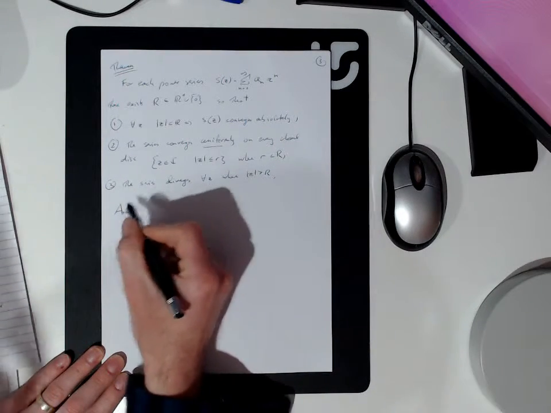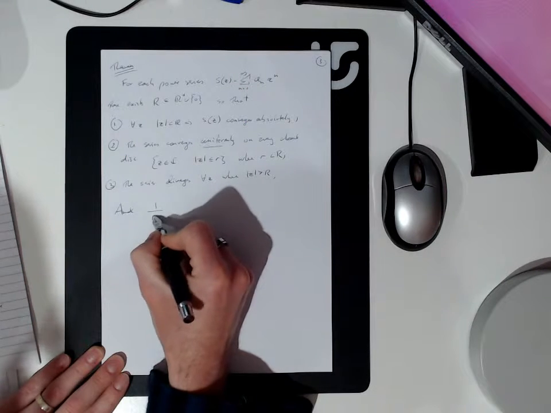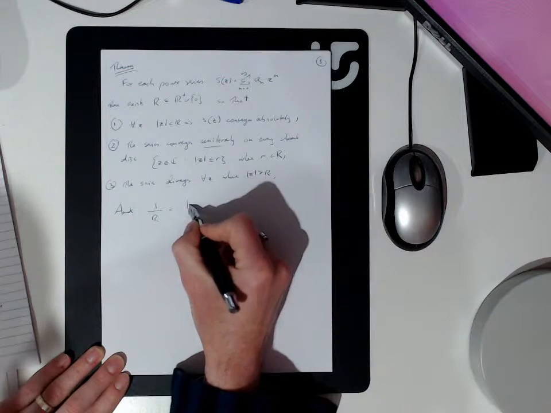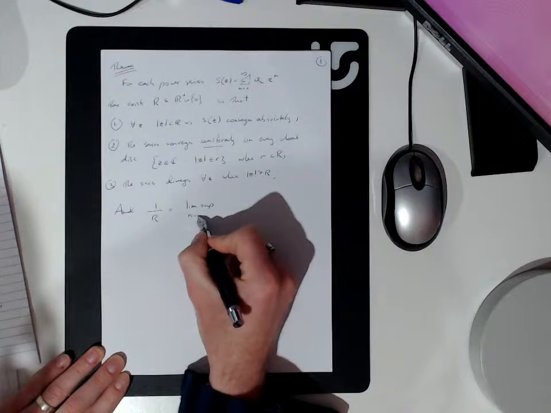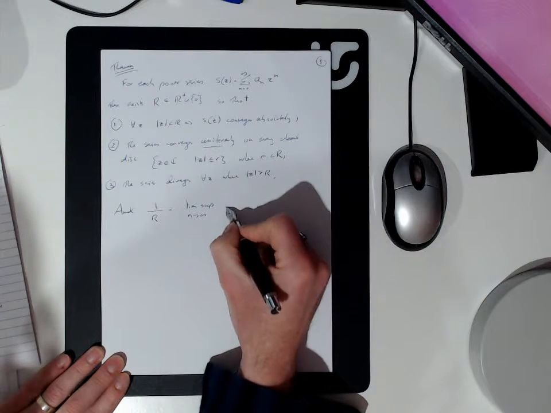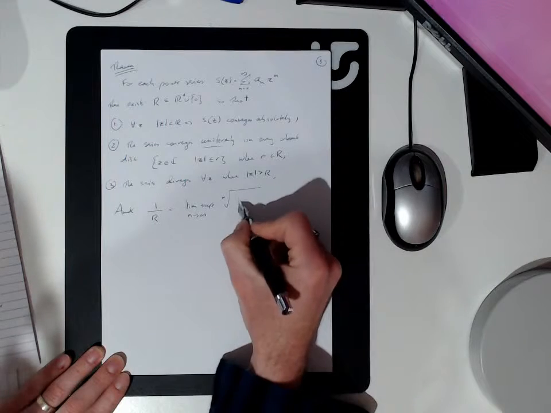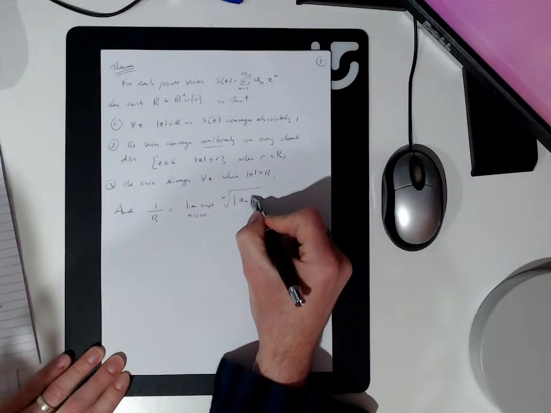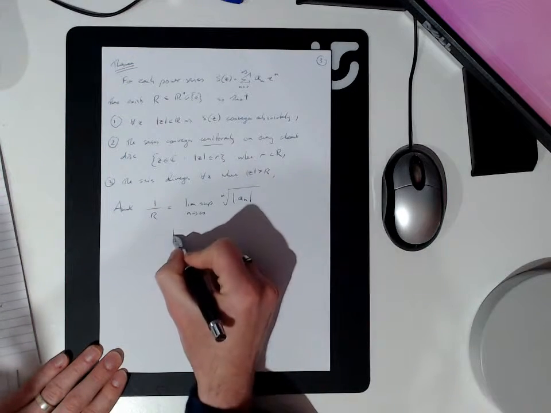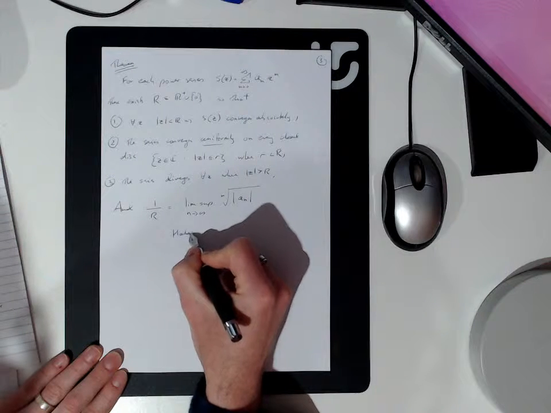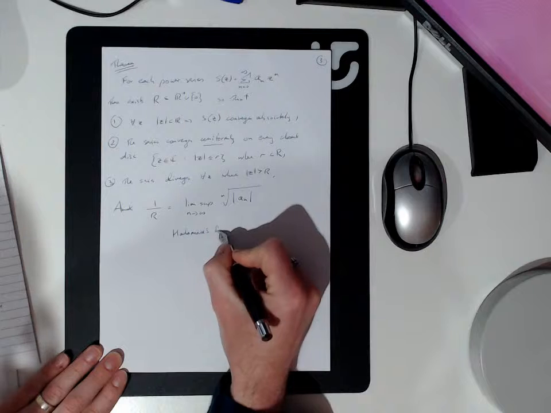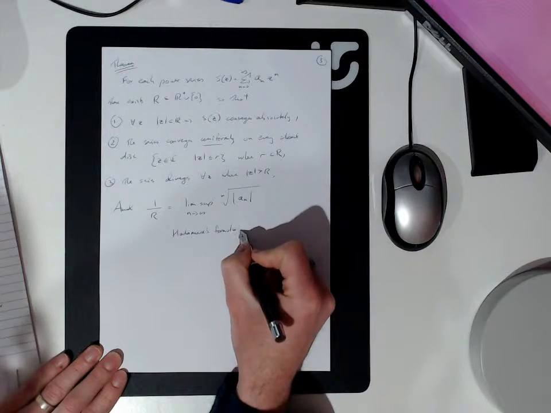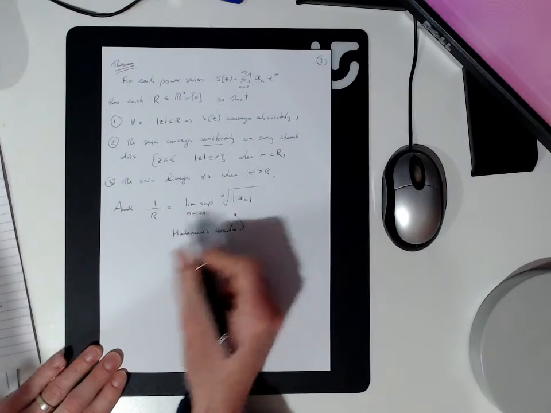And, now this is important, 1 over r is equal to the lim sup as n goes to infinity of the nth root of the modulus of a_n. This is called Hadamard's formula. Not the whole theorem, just specifically this equation.